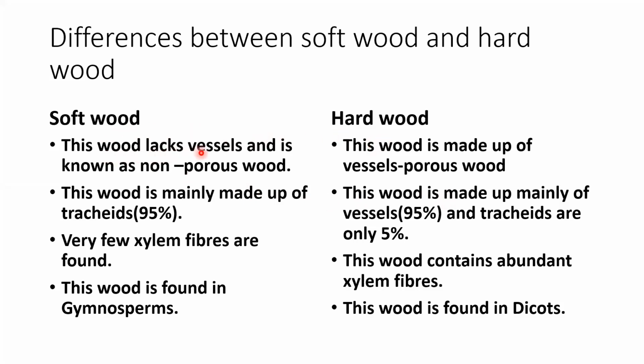Softwood lacks vessels, and this is known as non-porous wood because vessels represent pores in the wood. Since pores are not there, it is called non-porous wood. In hardwood, the wood is mainly 95% made up of vessels. It has pores, so this is called porous wood. So here more tracheids, and here more vessels.